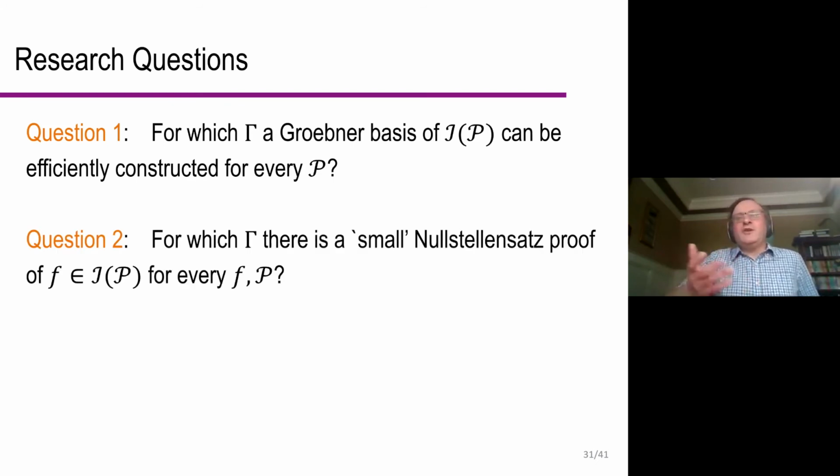The second question: for which gamma is there a small Nullstellensatz proof? And that's a question that has basically been resolved, by the way, not too long ago. And again, surprisingly, the answer is in the language that has been used for CSPs quite a bit. It corresponds to a very nice class of CSPs, so-called CSPs of bounded width.